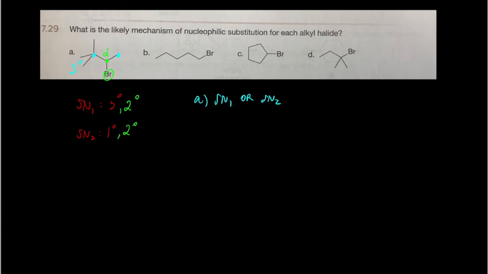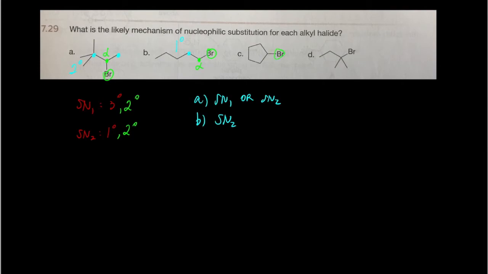For molecule B, we again want to identify the halogen, identify what's called the alpha carbon, and then count how many carbons are attached to that. There's just one here. So we would call this a primary alkyl halide, and primary alkyl halides react exclusively through SN2 reaction mechanisms.